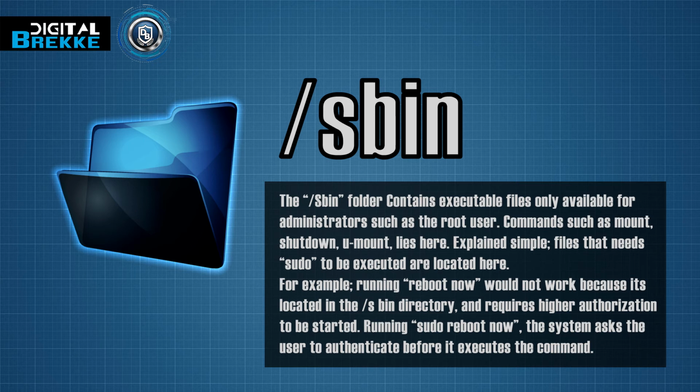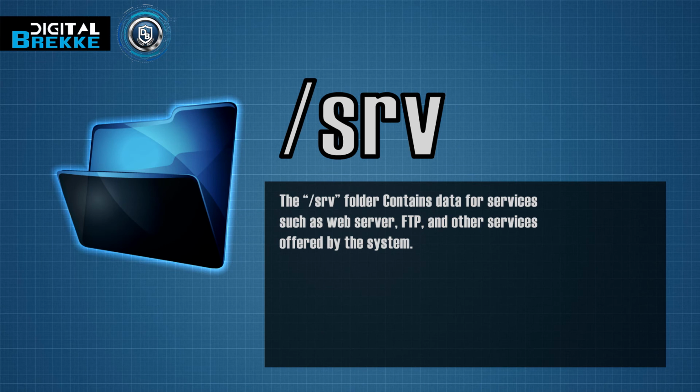For example, running reboot now would not work because it's located in the /sbin directory and requires higher authorization to be started. Running sudo reboot now, the system asks the user to authenticate before it executes the command. The /srv folder contains data for services, such as web server, FTP, and other services offered by the system.